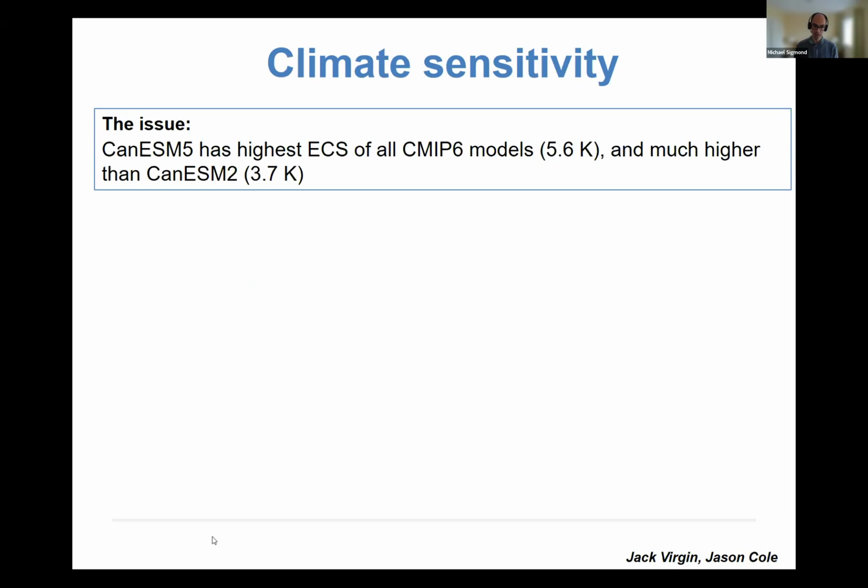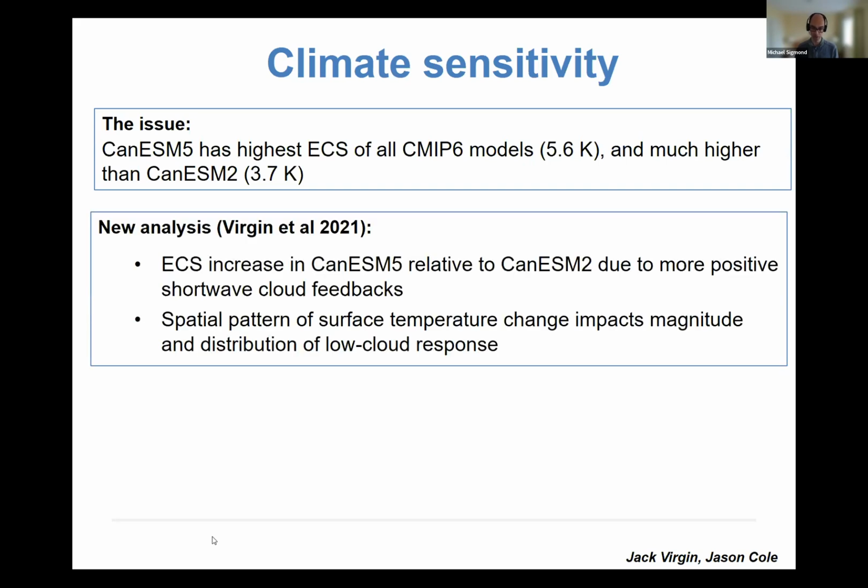Climate sensitivity. This was a big one for us because CanESM5 has the highest climate sensitivity of all CMIP6 models, as you all know. So Jack Virgin and Jason Cole and others have done a really nice analysis, which has been published in this GMD special issue for CanESM5. And they found that the ECS increase in CanESM5 relative to CanESM2 is due to a more positive shortwave cloud feedback.